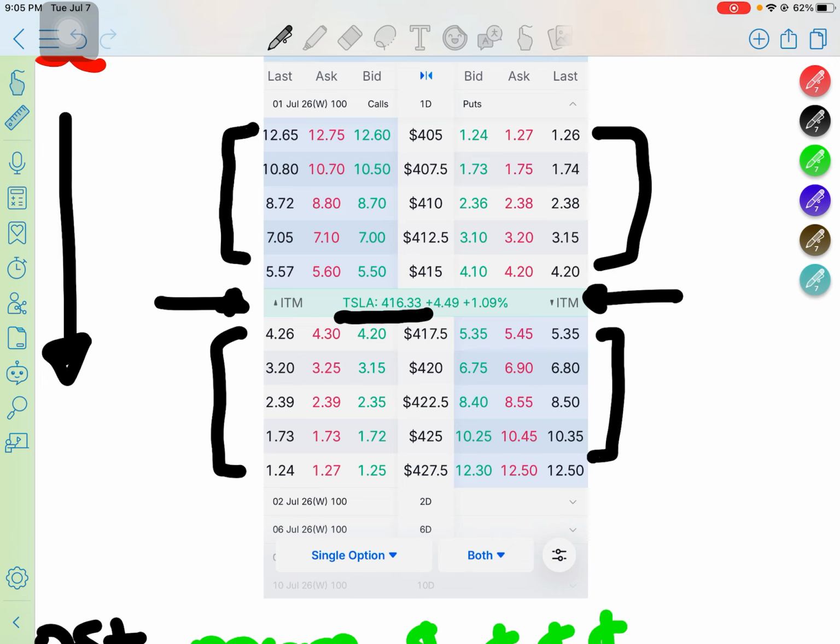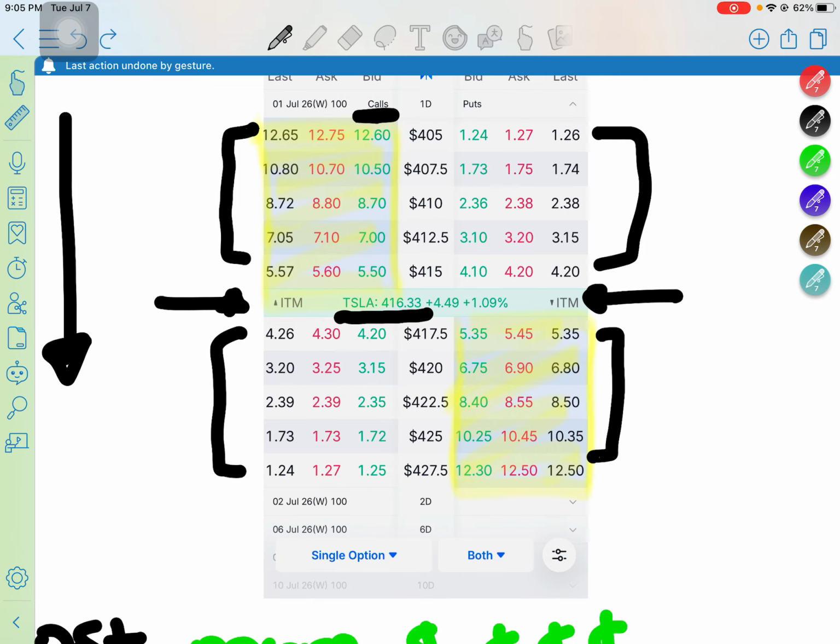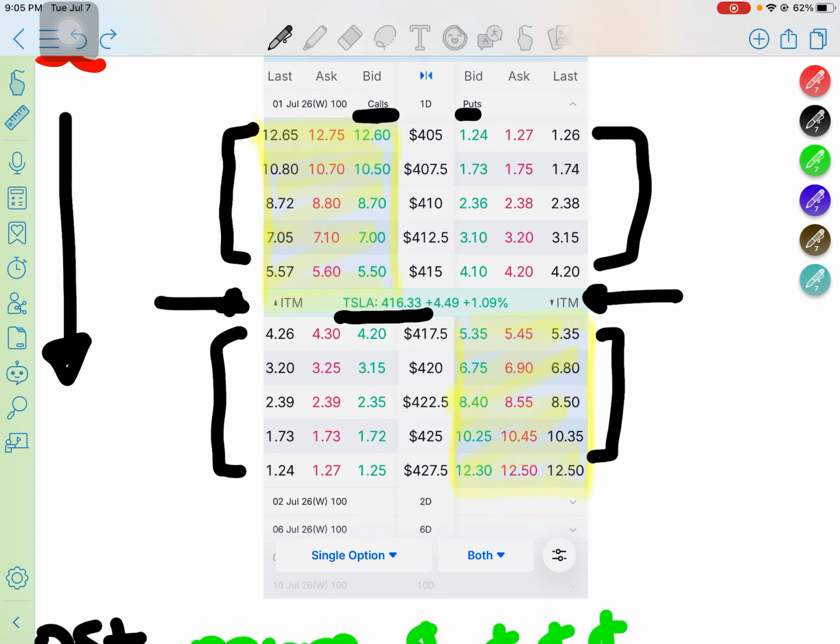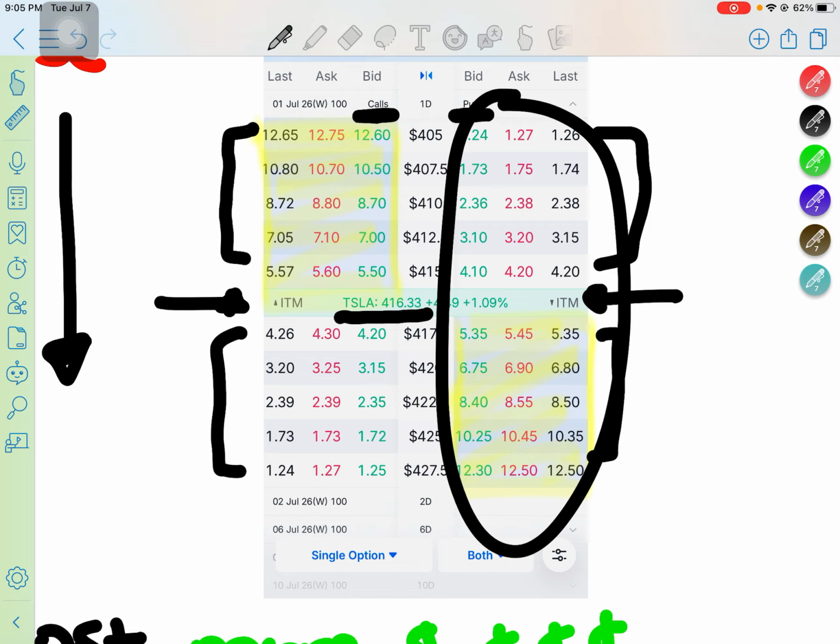So contracts that are further away become either in the money or out of the money, depending if you're looking at calls or puts. Why I say that is because if you look at how these rows are organized, if we look at the top left, it's shaded blue. But if we look at the bottom right, it's shaded blue as well. The top left is calls because this entire column is for calls. So the same applies on the other side. This entire column is for puts.